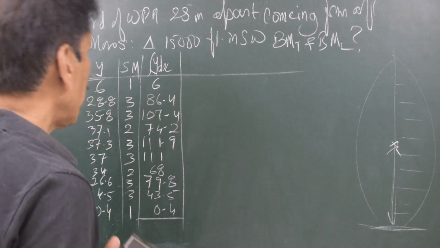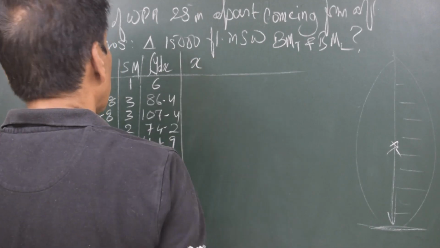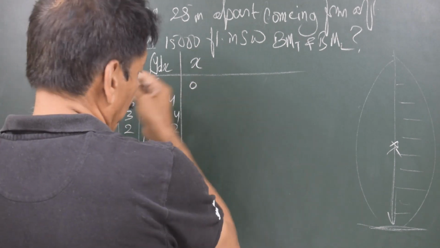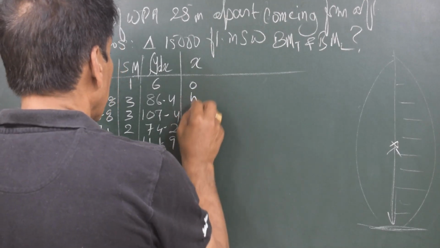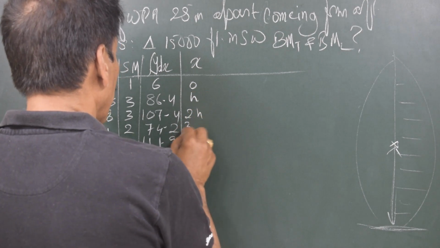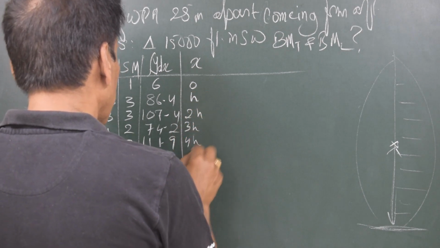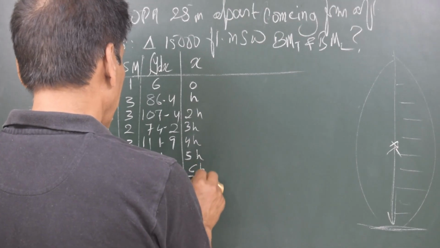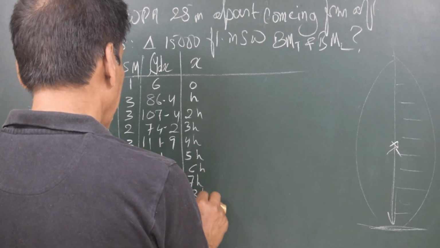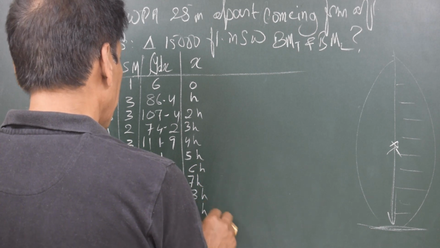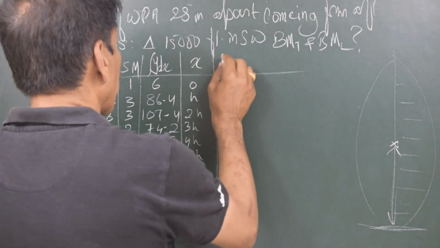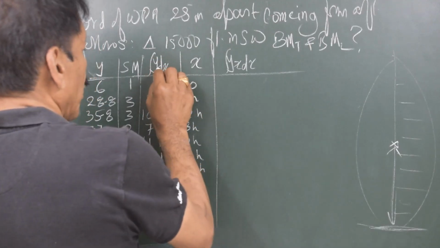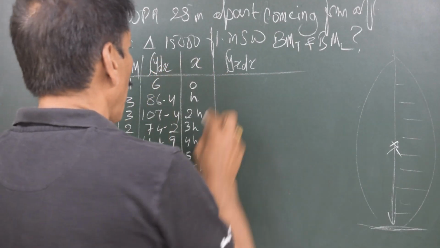Next is lever. Lever is the distance from the first ordinate. The distance of first ordinate from the first ordinate is 0, of course. Then this is h, 2h, 3h, 4h, 5h, 6h, 7h, 8h, 9h. Next column is yx dx. That is the multiplication of third column with the fourth.